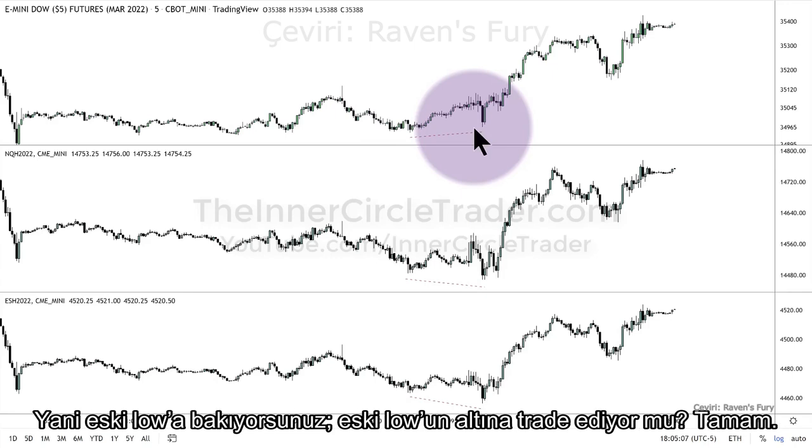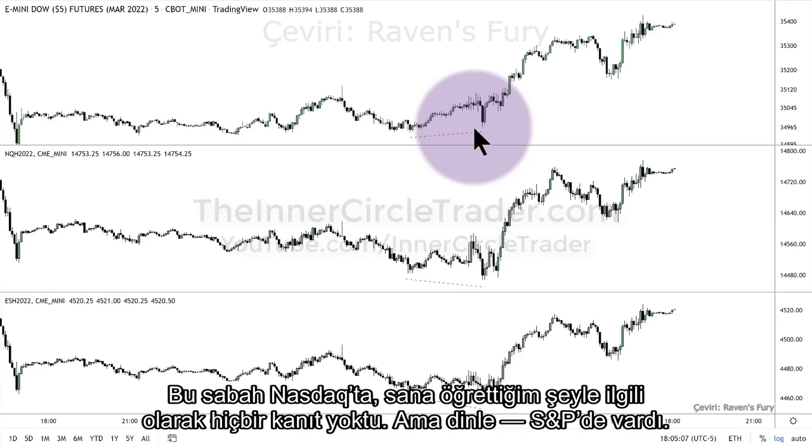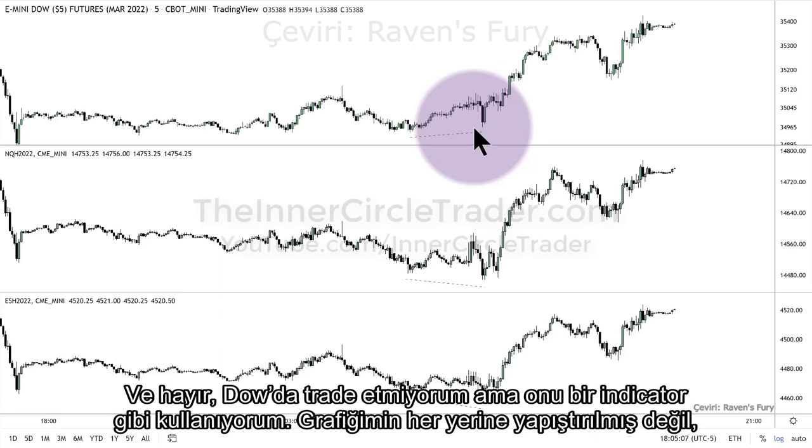So that means you're looking at an old low. Does it trade below the old low? Okay. Does it have a shift in market structure that's bullish? Yes, we saw that in the S&P, but we did not see it in NASDAQ. No evidence whatsoever was in NASDAQ this morning with what I'm teaching you. But, listen, it was in the S&P.